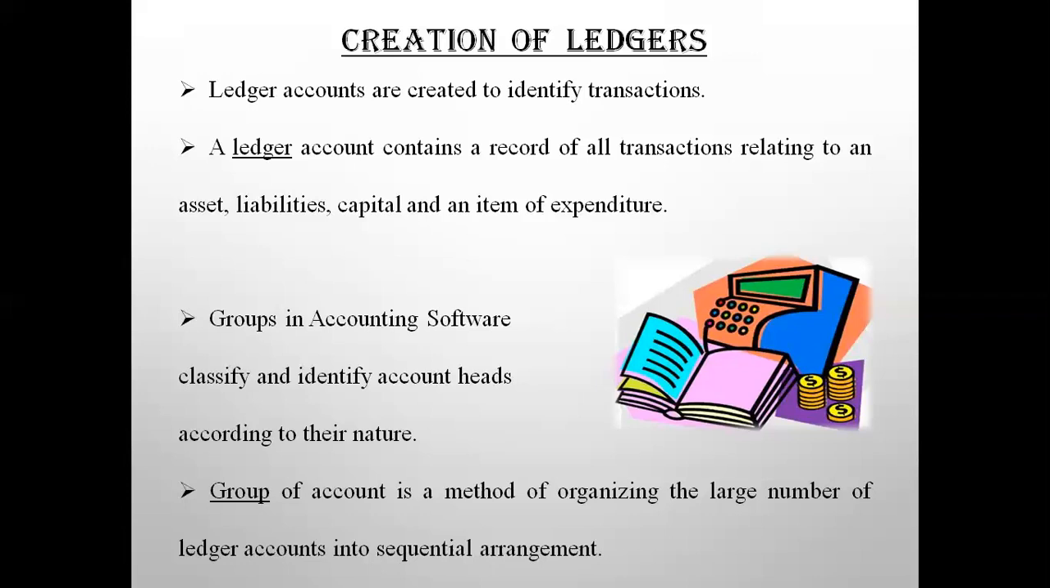And groups in accounting software classify and identify the account heads according to their nature. This helps in presenting the summarized information. Main heading will be there and under it the sub items will be there. So group of account is a method of organizing the large number of ledger accounts into sequential arrangement.